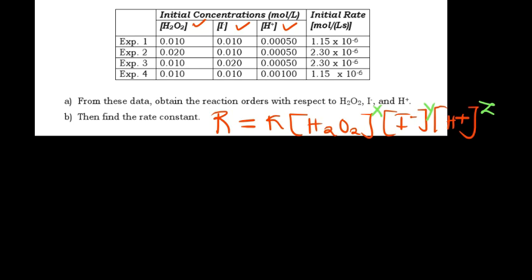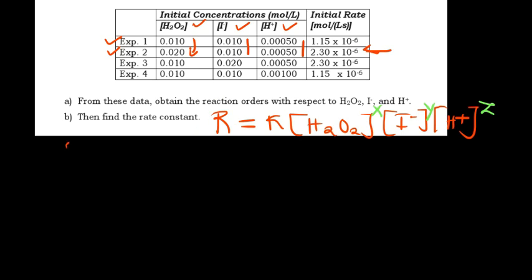So let's try to identify the experiments where we can see that any 2 are constant. If I look at experiment 1 and 2, I can see that iodide is constant, so is hydrogen ion, but the other one was changing. So we can start with that one. Where do we have bigger values? I can see that in the second one the values are bigger.